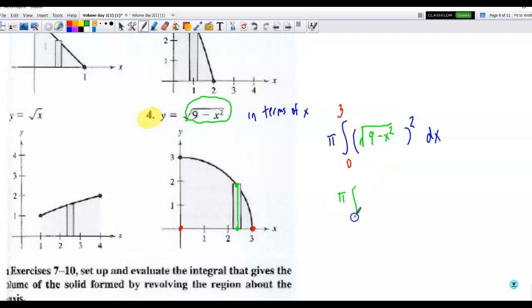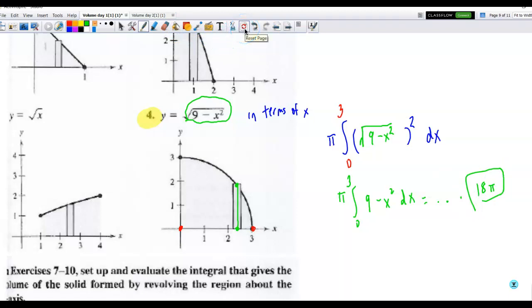And when we square that, that's going to lift the radical, so we get the integral from 0 to 3 of 9 minus x squared dx. And then you're going to do the integration and the substitution, and you will get an answer of 18 pi if done correctly.